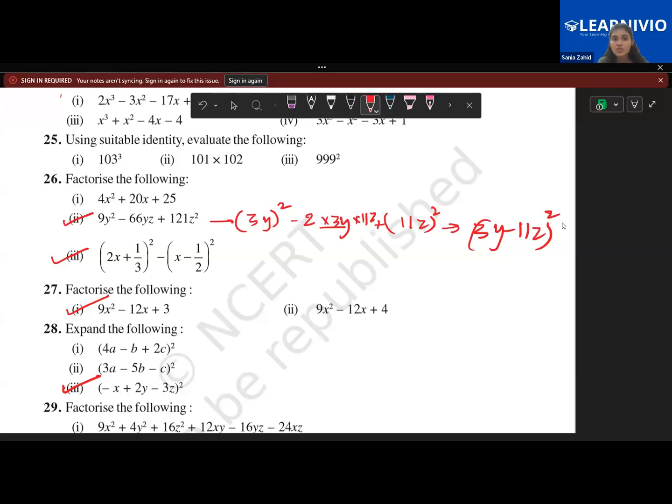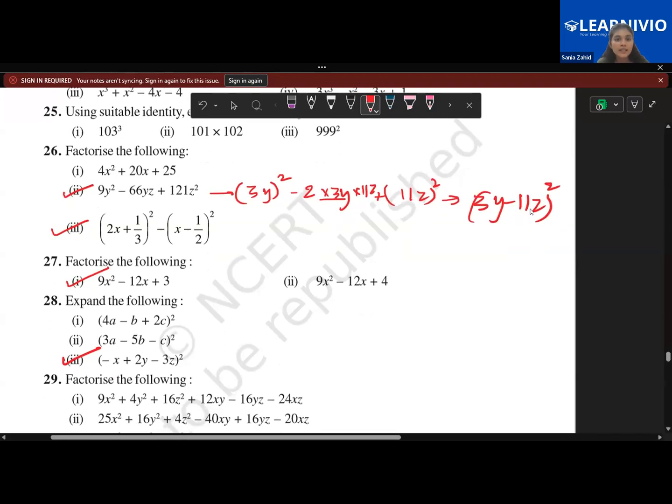Okay. So what are the factors? 3y minus 11z and 3y minus 11z. So it has two identical factors. Next is 2x plus 1 by 3 whole square minus x minus 1 by 2 whole square. Now, children, here you can solve it by two methods. Either you can directly use the identity a square minus b square, or you can use a plus b whole square over here and then a minus b whole square over here.